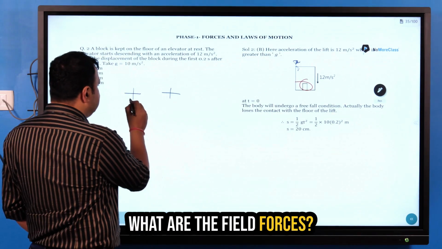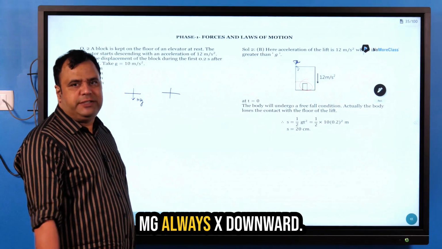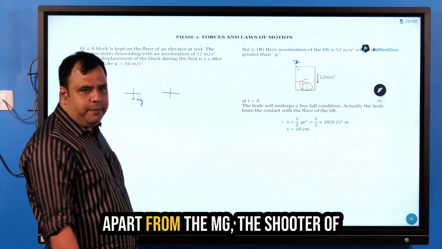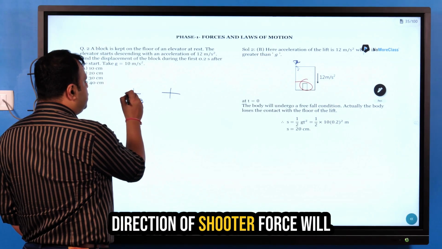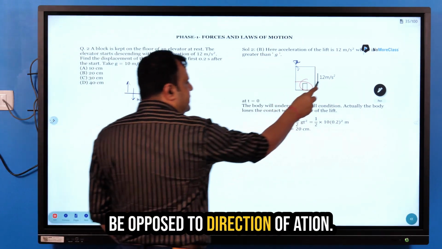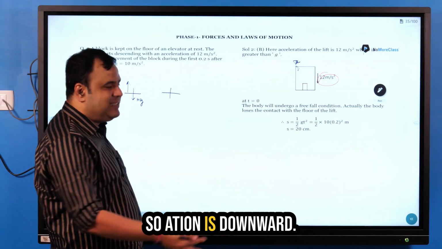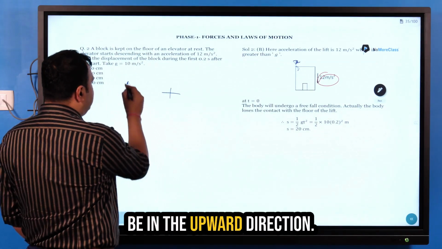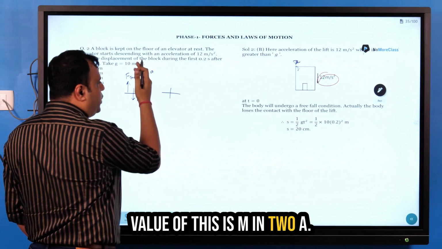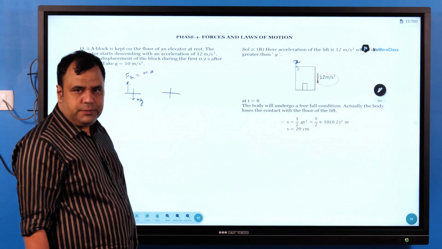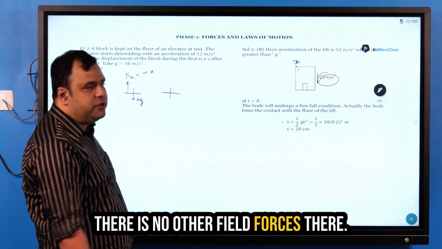What are the field forces? mg, which is the field force. mg always acts downward. Apart from the mg, the pseudo force is also a field force, and the direction of pseudo force will be opposite to direction of acceleration. So acceleration is downward, so pseudo force will be in the upward direction. Let's call it F_sh, and the value of this is m into a. Apart from that, there are no other field forces. These are the two field forces.